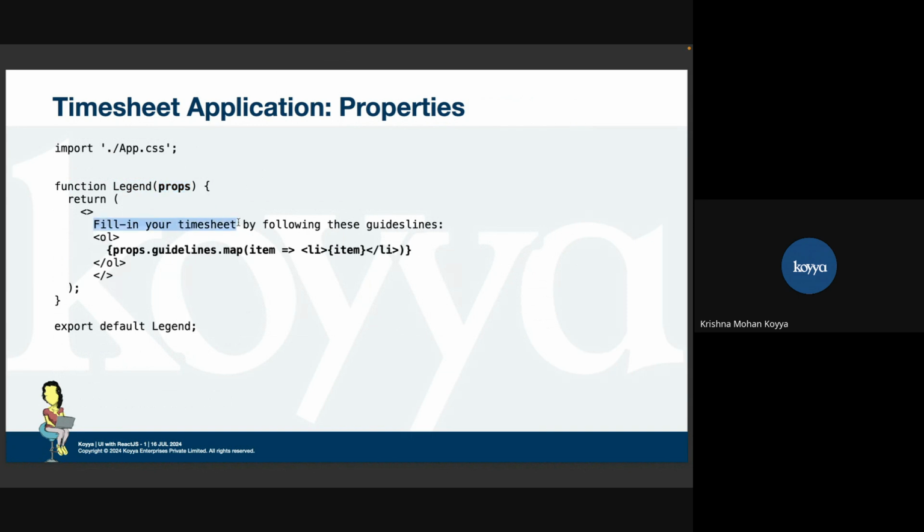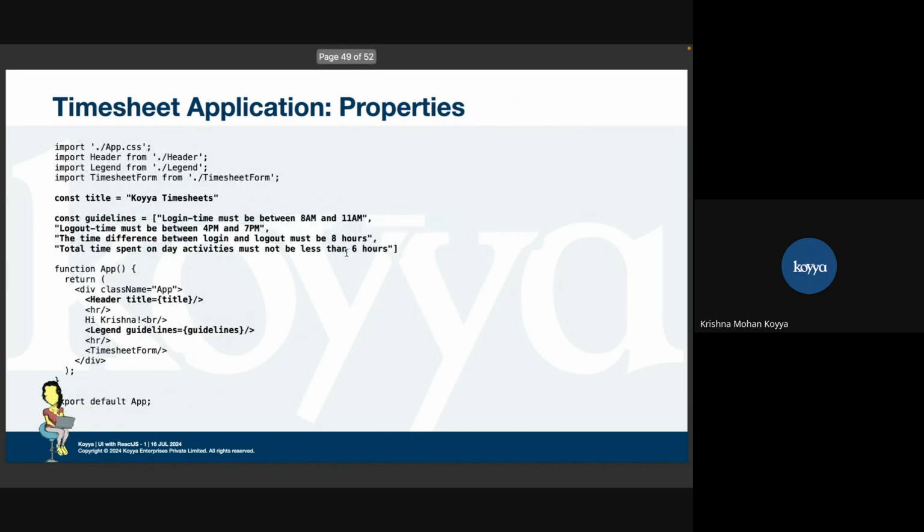And then we are saying fill in the timesheet by following these guidelines. Where are those guidelines? They are here. So in the curly braces, from the properties, I'm looking for a property called guidelines, which I'm expecting as an array, because we are expecting one to many guidelines. For each of the guidelines, we'll take each of those guidelines into the map function, meaning each item is one of the guidelines. And we just print that within a list item. That's simple.